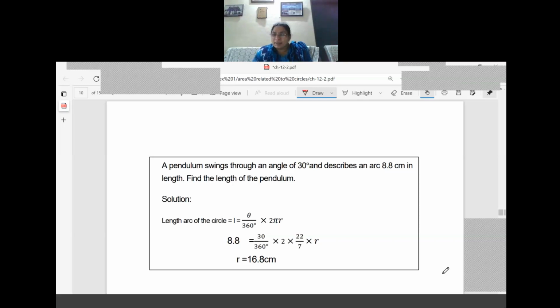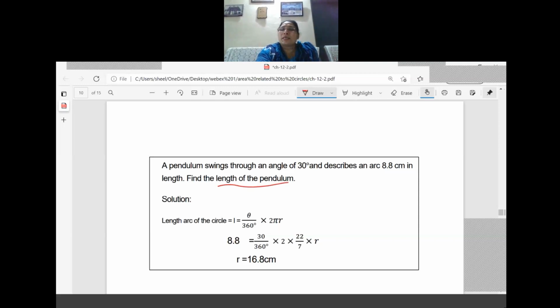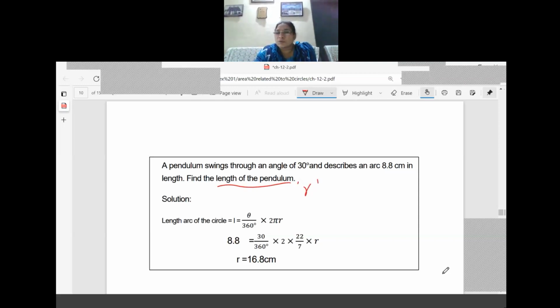And arc length is given, that means L is given. Theta is given. Now what is asked in the question? Length of the pendulum means radius. R only we have to calculate. So which formula are we using? Length of the arc of the circle. What is the formula? Theta by 360 into 2 pi r.